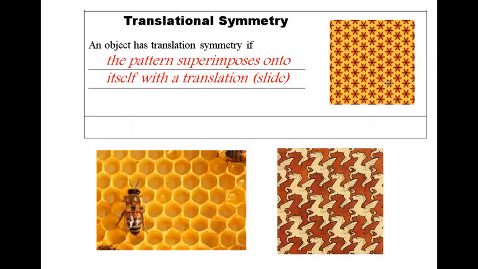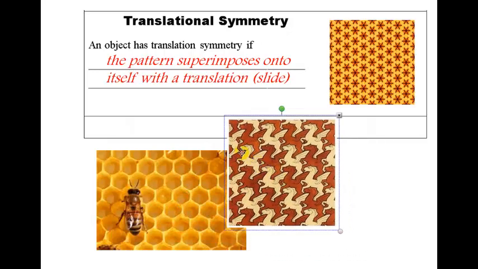So this wallpaper pattern here, you just slide it up a little bit or slide it to the left or right, and it's going to look like it does right now. That's translational symmetry. A honeycomb's a great example. As we see these different hexagons all in a row, we could slide across horizontally. We could slide even on this diagonal. And this is one of my favorites. This is M.C. Escher. You've seen some of his work before.